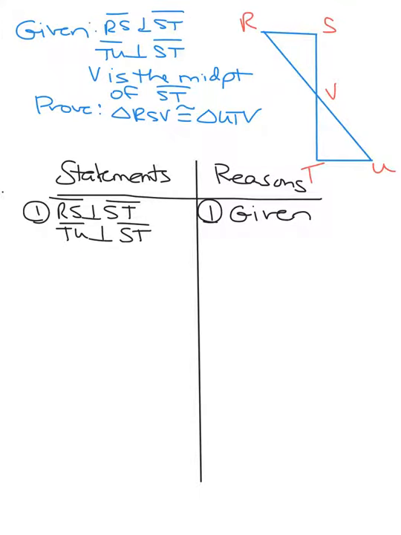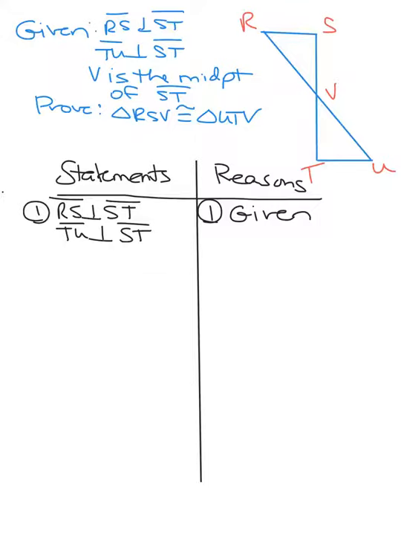In our next proof, we have the given information as segment RS is perpendicular to segment ST, and segment TU is perpendicular to segment ST. We also know that V is the midpoint of segment ST, and again, I'm trying to prove that those two triangles are congruent. So in step number 1, I combined 2 of those given statements, and the reason I combined those 2 and not the third one is because those 2 have similar ideas. They're both talking about perpendicular lines.